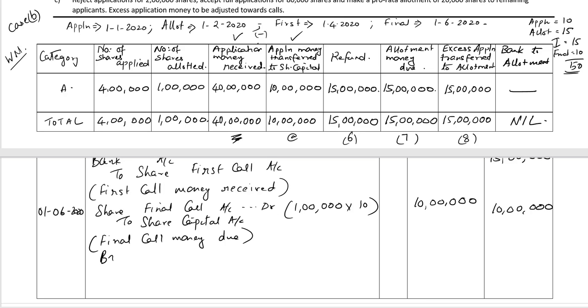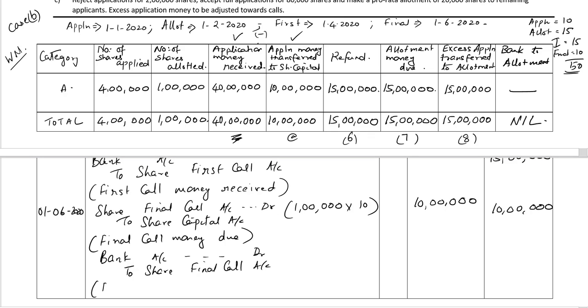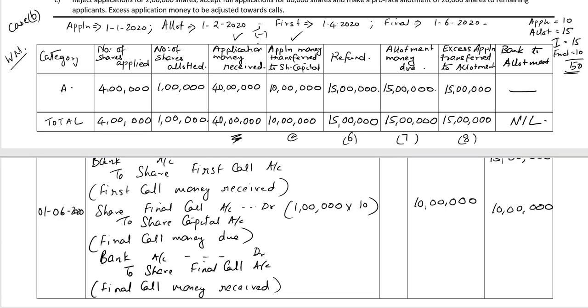The final entry, bank account debit to share final call account for the final call money received. The entire amount due has been received. So the amount received is 10 lakh rupees.